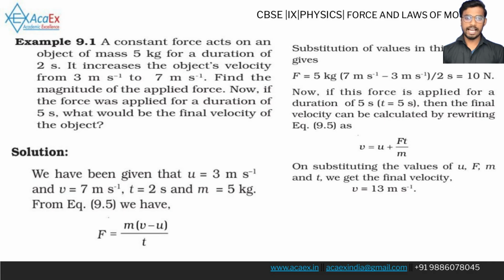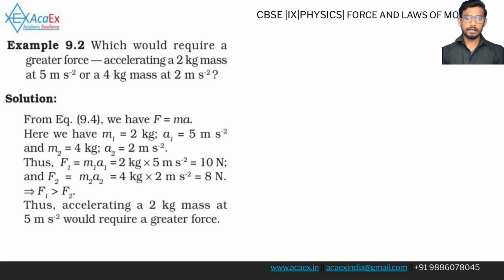Example 9.1. A force acts on a 5 kg object for 2 seconds. Velocity increases from 3 meters per second to 7 meters per second. Find force. F equals m times (v minus u) divided by t equals 5 times (7 minus 3) divided by 2 equals 10 newtons. If force acts for 5 seconds, find final velocity. v equals u plus Ft divided by m equals 3 plus 10 times 5 divided by 5 equals 13 meters per second.